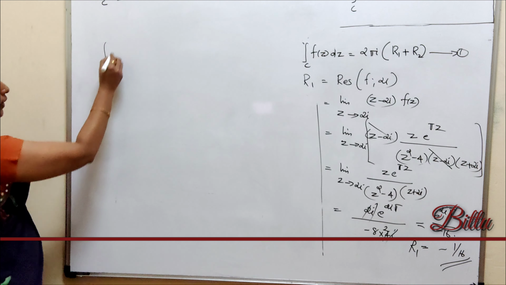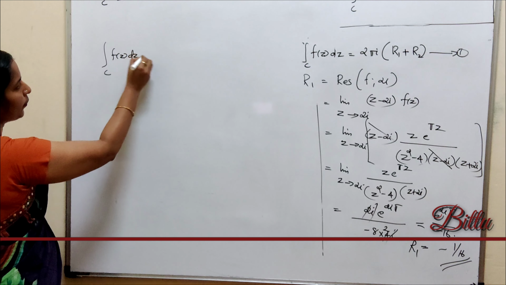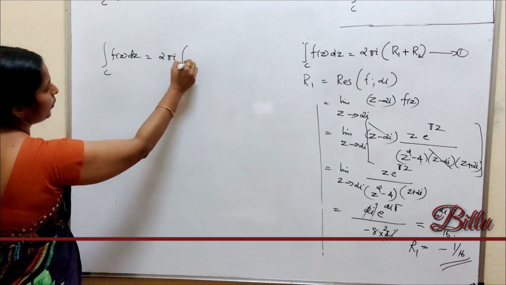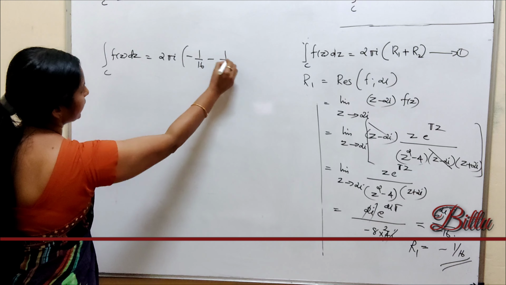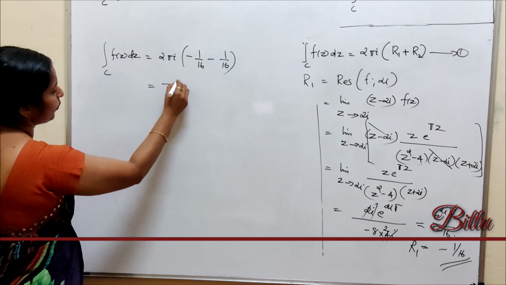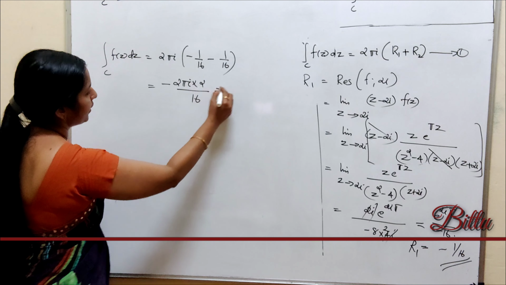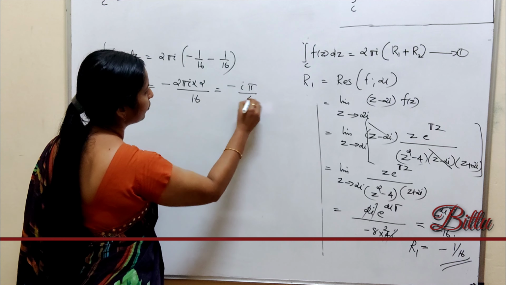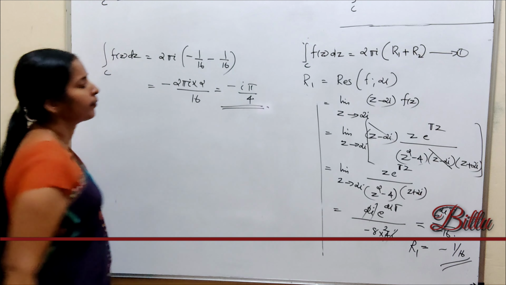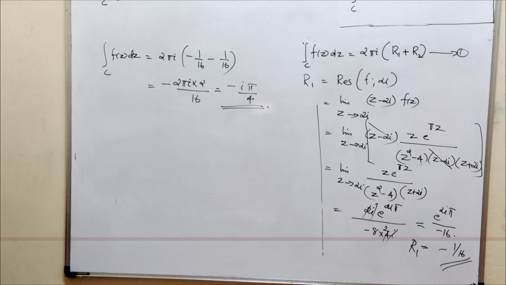You put R1 and R2 in equation number 1. So the integral over C of f(z) dz is 2 pi i into minus 1 by 16 minus 1 by 16. That is minus 2 pi i into 2 by 16. So the answer is minus i pi by 4. So this is the required answer of the given integral.